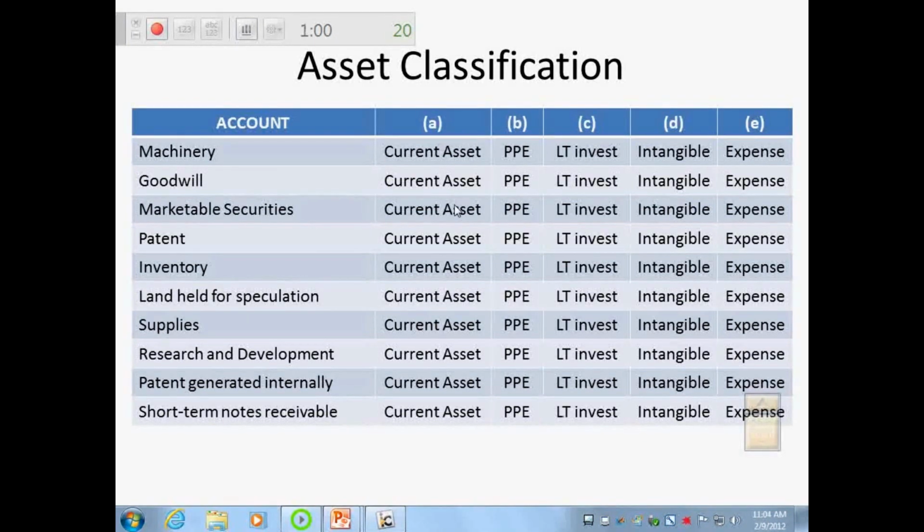So I may have incredibly successful stuff. I have a whole list of patents, but they may not show up as patents on my balance sheet because I haven't bought them. On the other hand, the label patent, if it's anywhere, it's going to be long-term in the intangible section. Okay, so land held for speculation. What do you think? Is that something I'm going to include in my current, PP&E, long-term investments, intangible, or expenses?